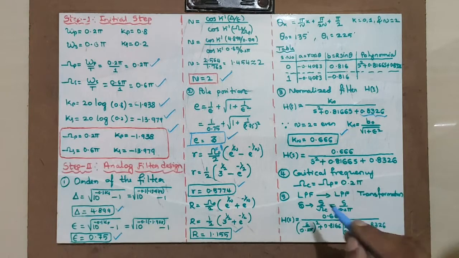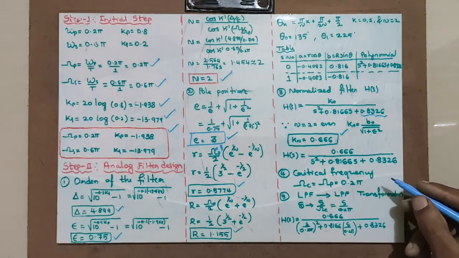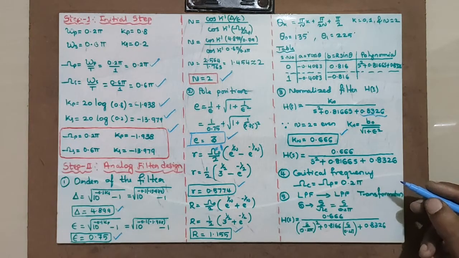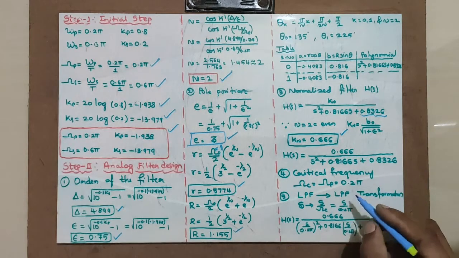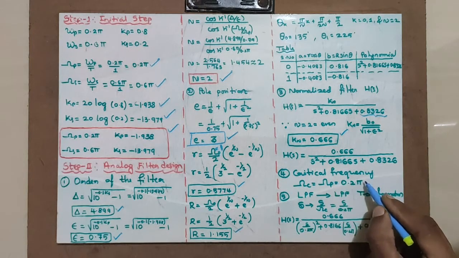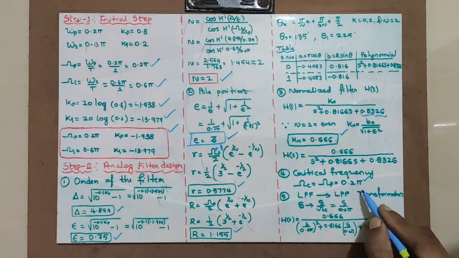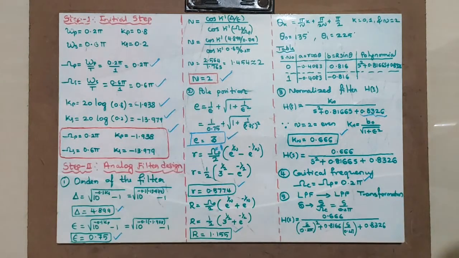The next step, fourth step, is to find the critical frequency. In a Chebyshev filter, you are not applying any formula, but the critical frequency or cutoff frequency is taken as the passband edge frequency only. Hence, it is simply 0.2 pi from the first step, 0.2 pi.